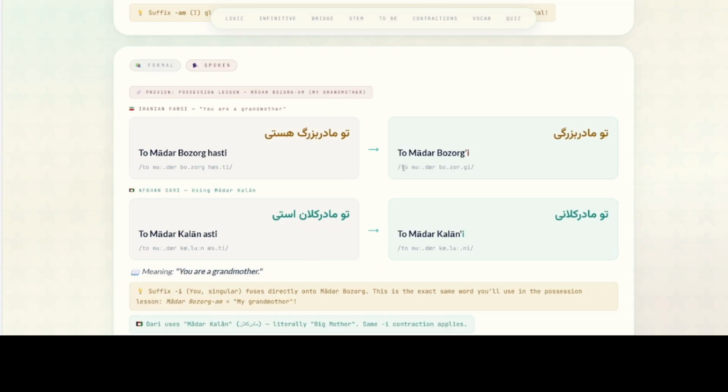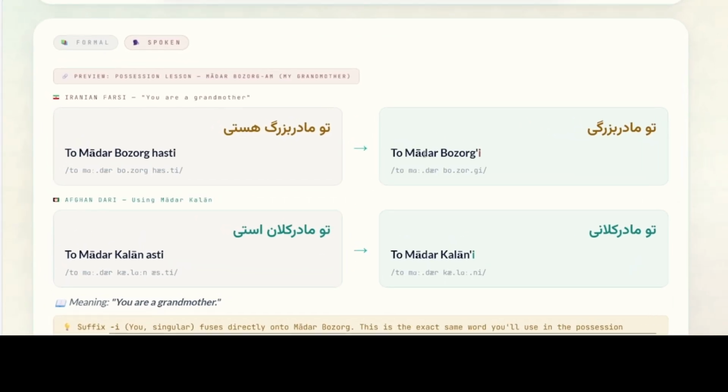For example, Madar-Bozorg in Persian means grandmother in Iranian Farsi. To Madar-Bozorg hasti means you are grandmother. In the contracted and short version, I drop that hast and say to Madar-Bozorgi. Or in Dari we say to Madar-Kalan asti. But if I drop the ast, then I only have to Madar-Kalani in the contracted and short version.